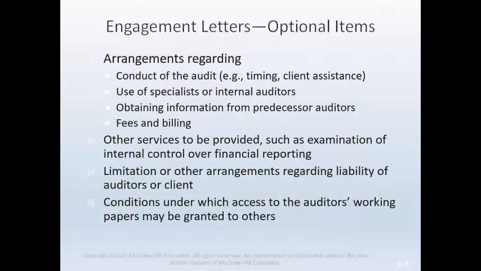Optional items that may be included in the engagement letter include the conduct of the audit, such as timing and client assistance, use of specialists or internal auditors, obtaining information from predecessor auditors, and fees and billing. If there are other services to be provided, such as an examination of internal control over financial reporting, then those should be addressed as well as the limitation of or other arrangements regarding liability of the auditors or the client and conditions under which access to the auditor's working papers may be granted to others.